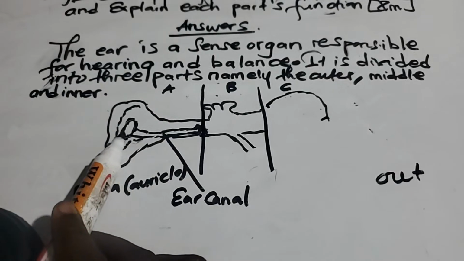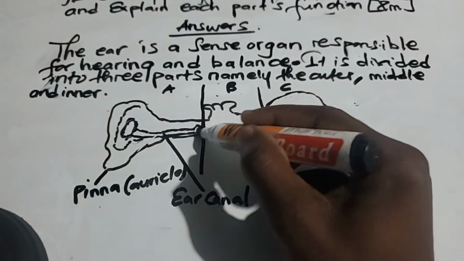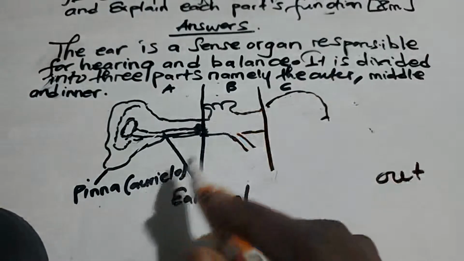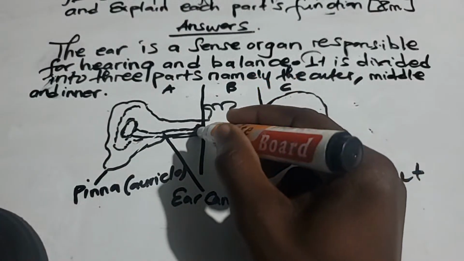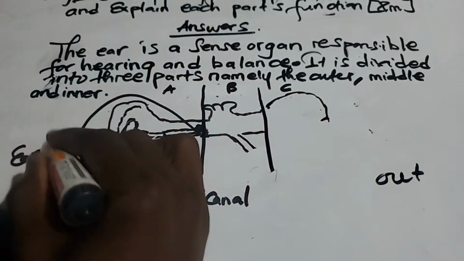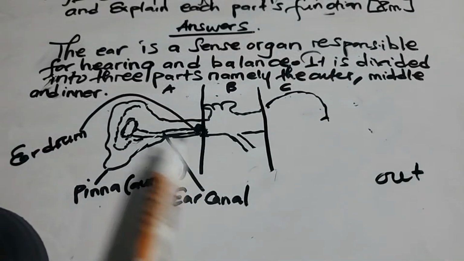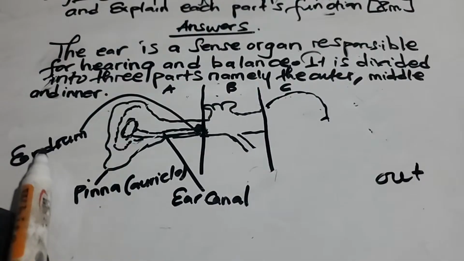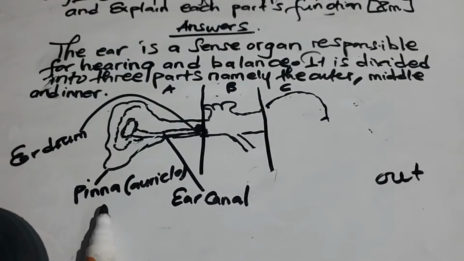Then let us move. So here we have the pinna, we have the ear canal. Then here is where the outer part ends. There is a part here which looks as if it's a drum. Where it ends, this part is what we call the ear drum. So the outer part of the ear consists of the pinna, the ear canal, and the ear drum. This is very much essential and very important.